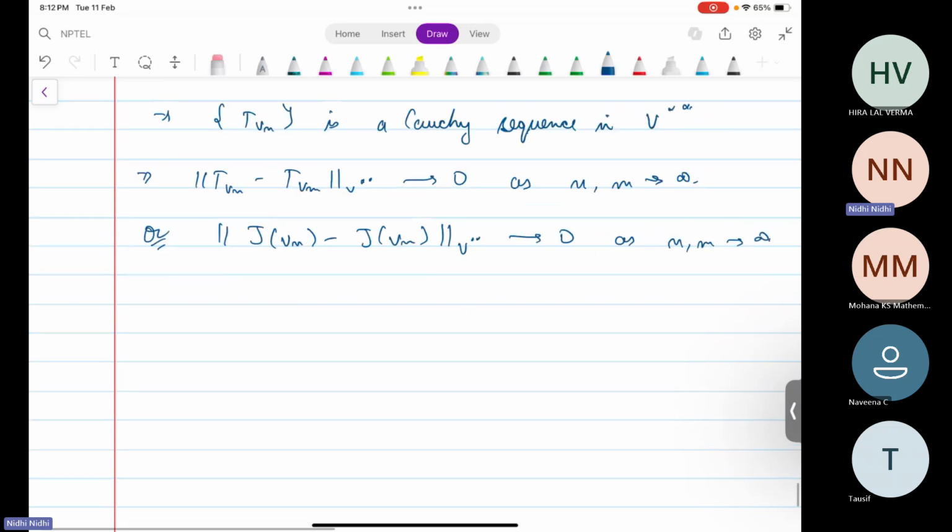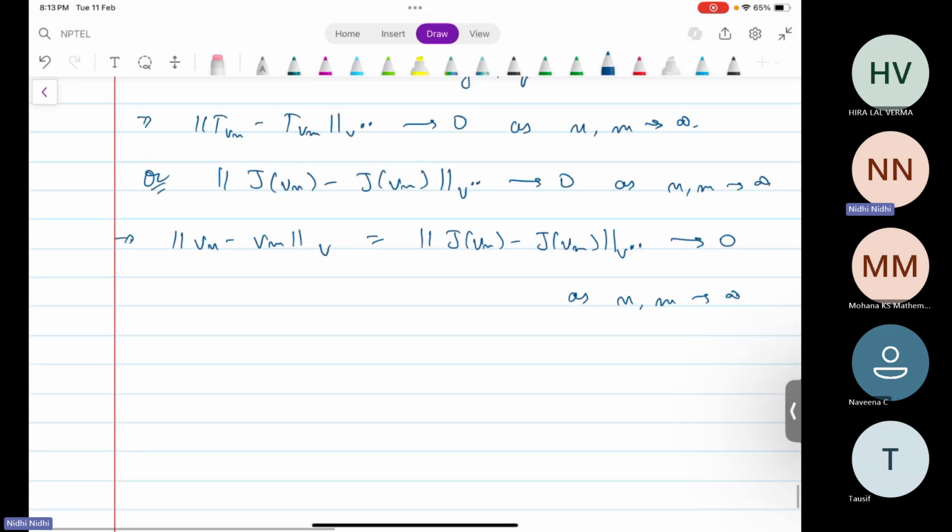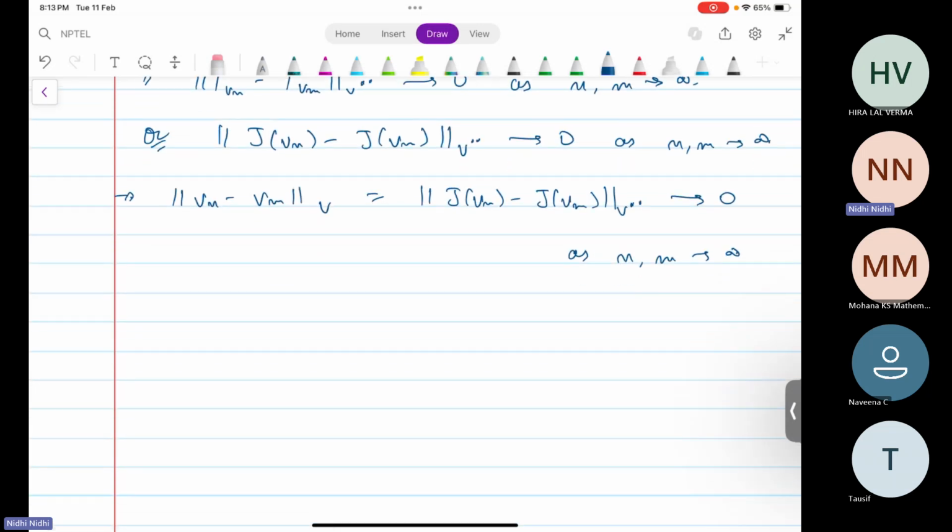Now since J is an isometry, this implies norm of vn minus vm in V is equal to norm of Jvn minus Jvm in V star star, which goes to 0 as n and m tend to infinity. This implies vn is a Cauchy sequence in V. And we also know that norm vn is less than or equal to 1 for every n in N, because vn belongs to this set B.